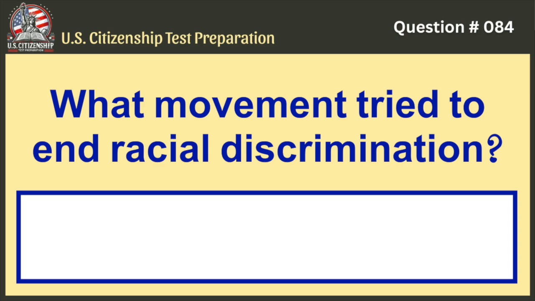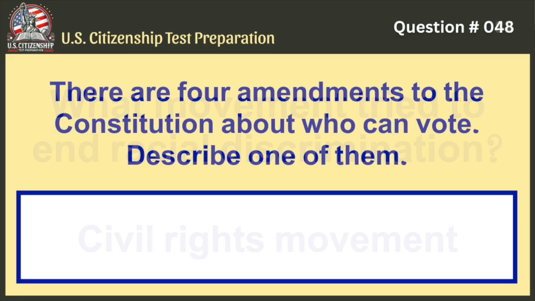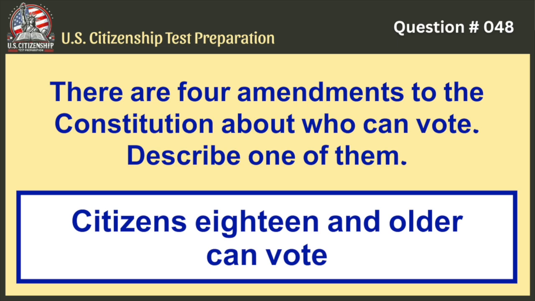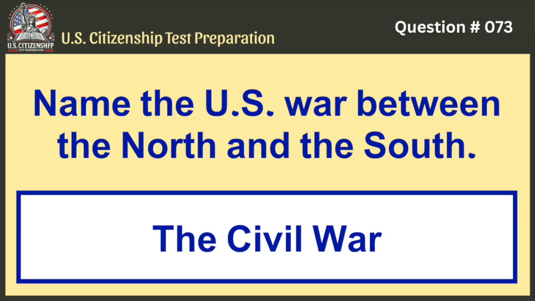What movement tried to end racial discrimination? Civil rights movement. There are 4 amendments to the Constitution about who can vote. Describe one of them. Citizens 18 and older can vote. Name the U.S. war between the North and the South. The Civil War.